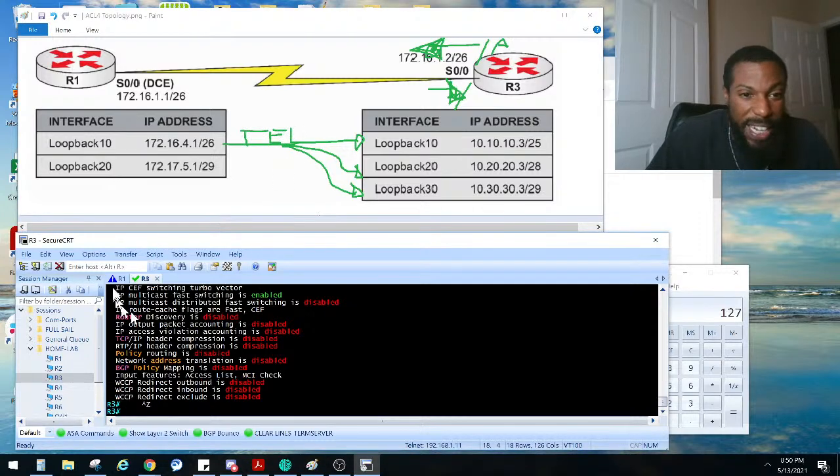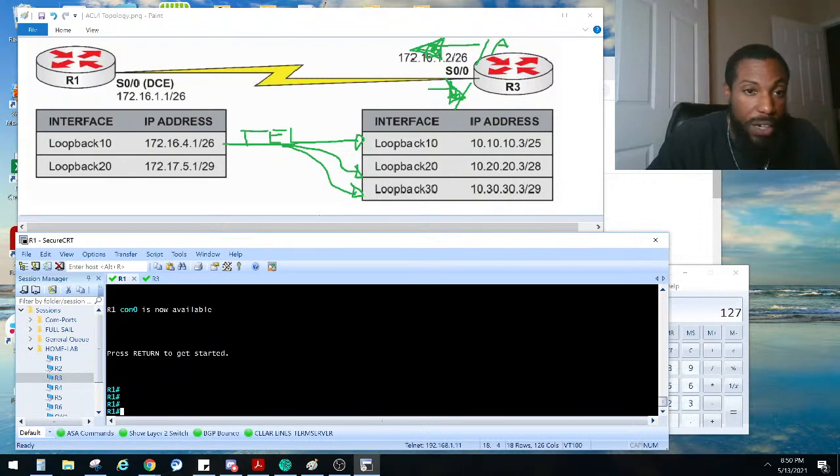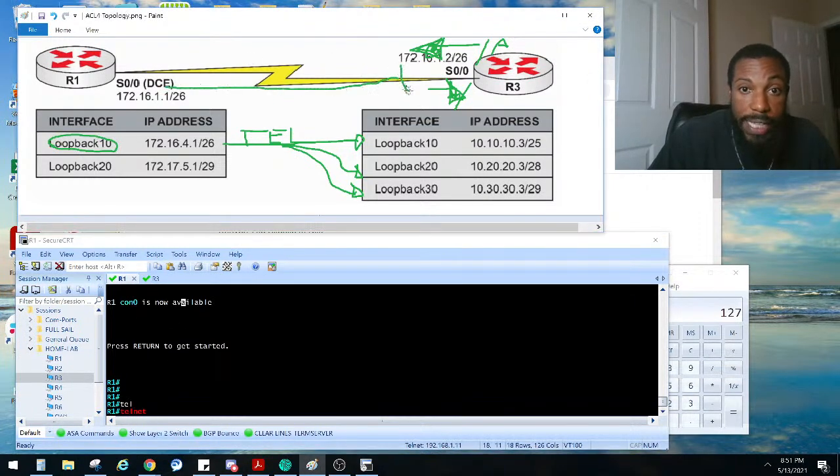Y'all know I like drawing and annotations. It makes it a little easier. So from router 1, go ahead and telnet to those. But we've got to do it from this loopback, right? Because if we try to telnet now from here to that interface, let's see what happens.